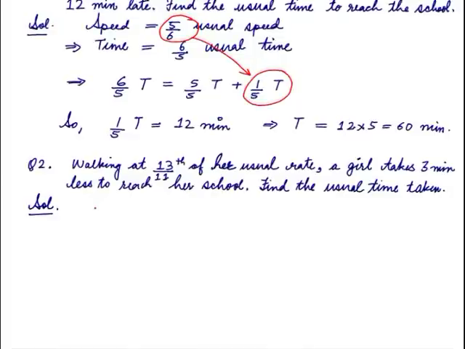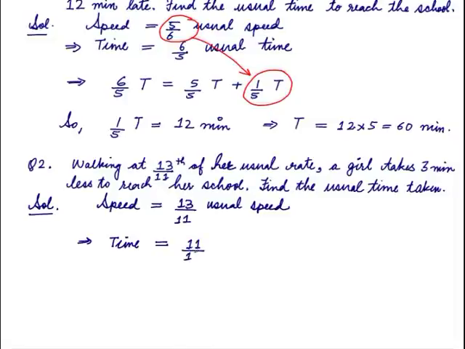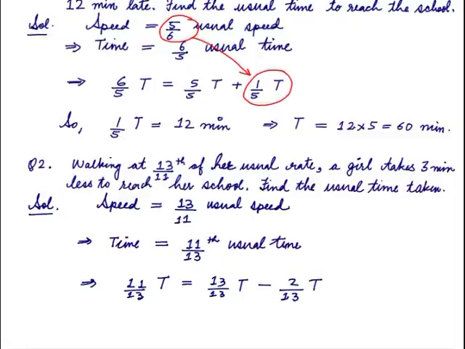Let us write and solve. The speed is 13 by 11 of the usual speed. So this means that the time this girl is going to take, she's a very sincere girl, she's walking faster than usual. It seems there's an important class today or some exam. So the time she is going to take will be 11 upon 13th of the usual time. So this means 11 upon 13 of the usual time will be usual time minus 2 by 13th of the usual time. 13 by 13 is 1, that is t.